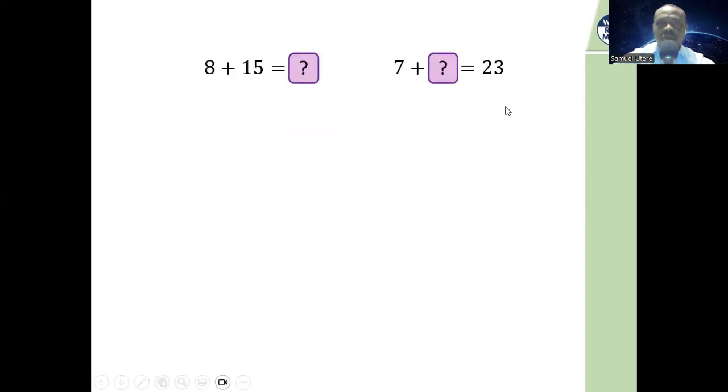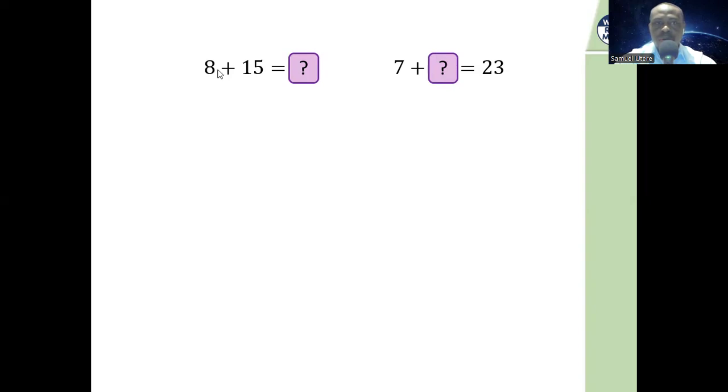Okay, what about this one? Do you remember when you did your retrieval practice, there was this question that looked like this? So here we have 8 add 15 is equal to 23. I want you to think, how can we use these facts, this calculation, to help us do this one on the right?